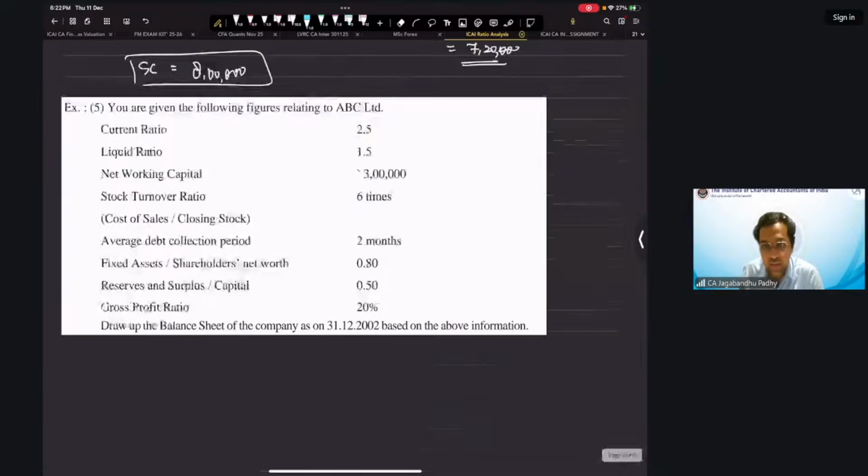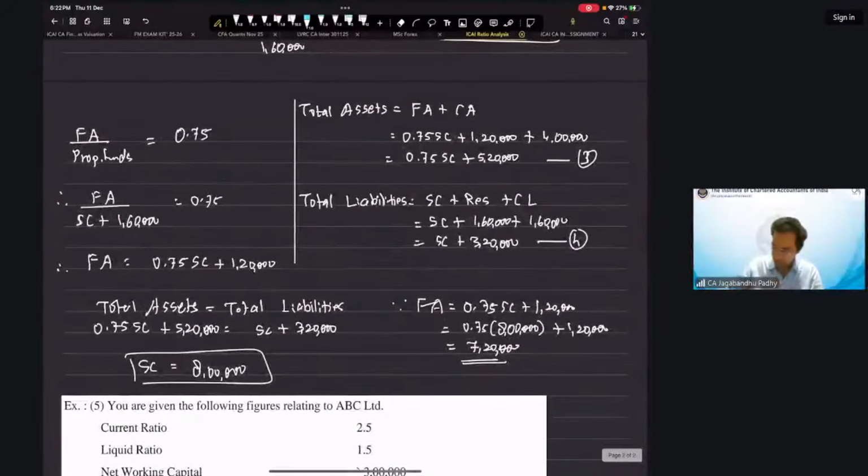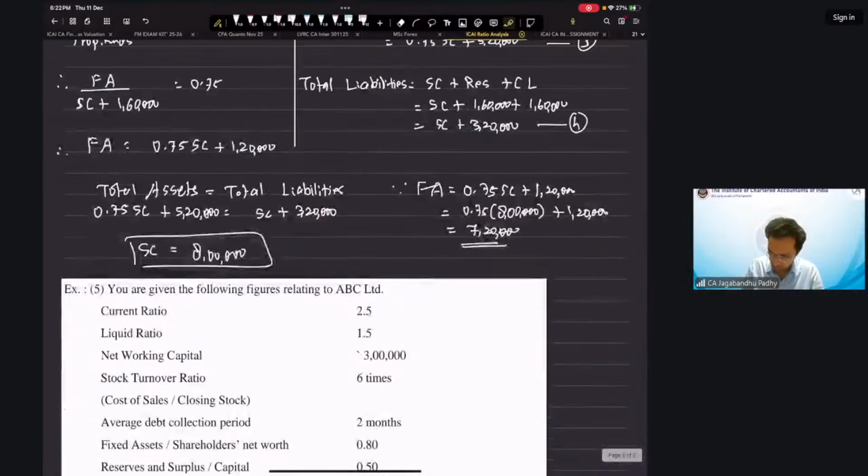Okay, so Adil is asking how 8 lakh came. Well, this 8 lakh is simply 5 lakh 20 coming over here as subtraction. So this will be like 2 lakh, and this coming up over here. So 0.25 share capital is 2 lakh. So share capital will be 2 lakh divided by 0.25, which is 8 lakh. Got it?